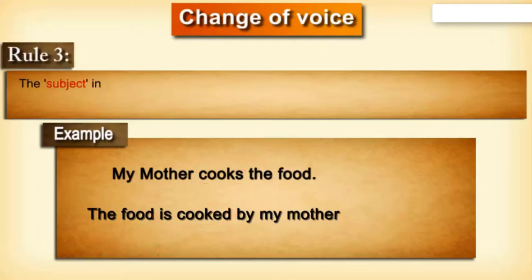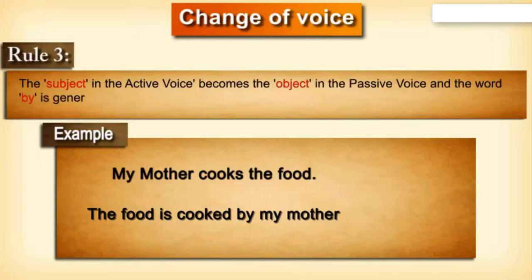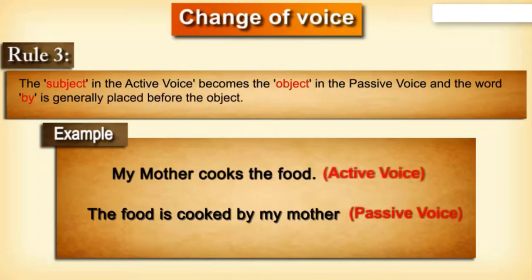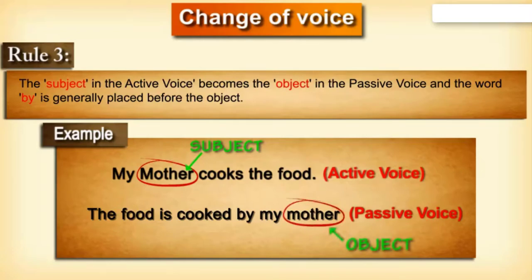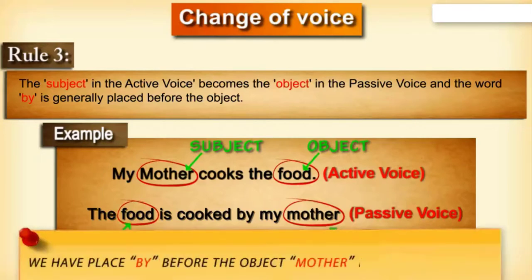Rule 3. The subject in the active voice becomes the object in the passive voice, and the word by is generally placed before the object. As in the above example, mother, which was the subject of the sentence in the active voice, has been changed into the object in the passive voice. Similarly, food, which was the object of the sentence in the active voice, has been converted to subject in the passive voice. Note, we have placed by before the object mother in the passive voice.